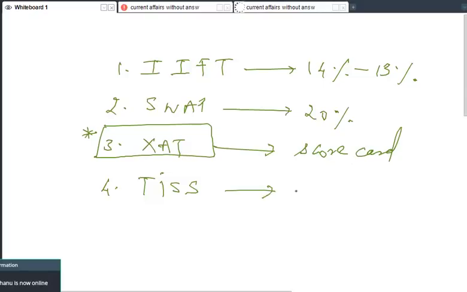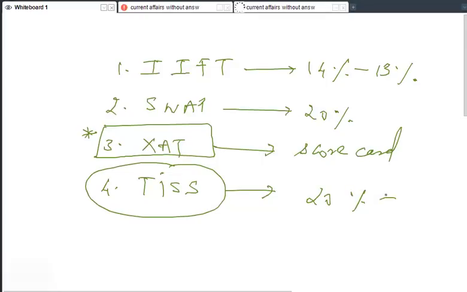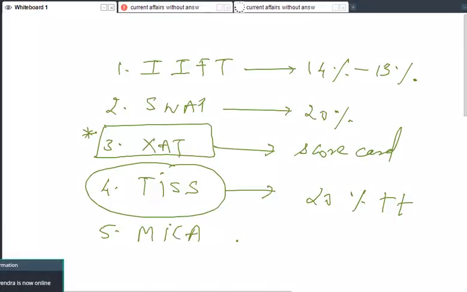TISS also has, I think, a good weightage given. I think it is more than 20%. I don't know the exact figures, but I think it's more than 20%. MICA, yes, I would put it here because the MICA cutoff is not very high. So even MICA has GK. Again, I don't know the exact percentage, but yes, it does play a significant role. It must be at least 10% plus.